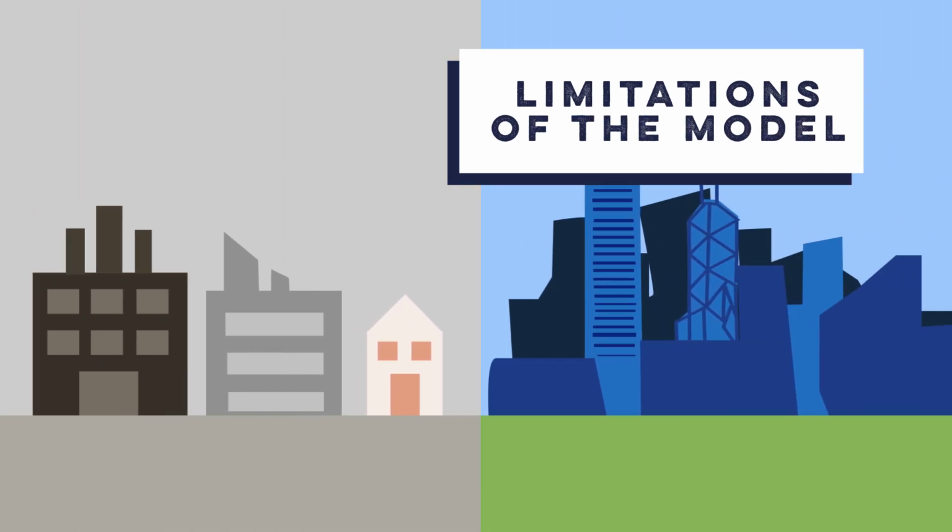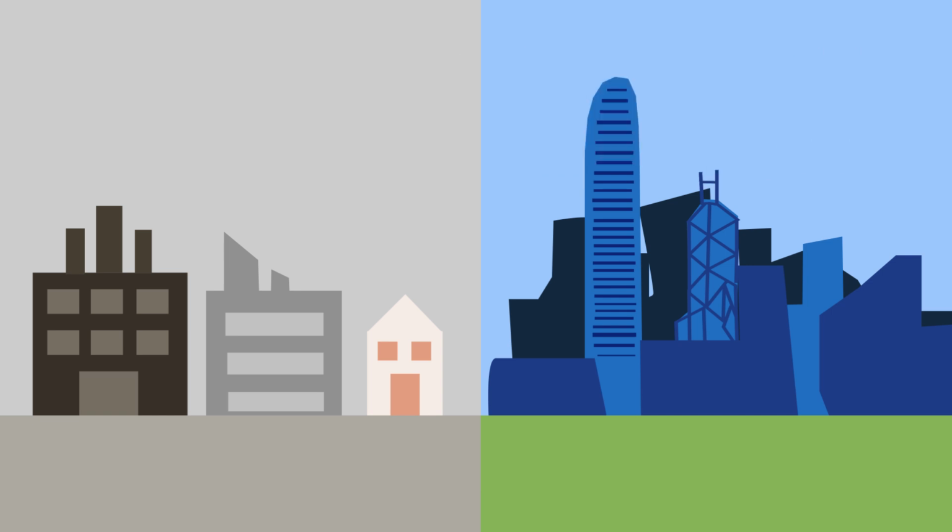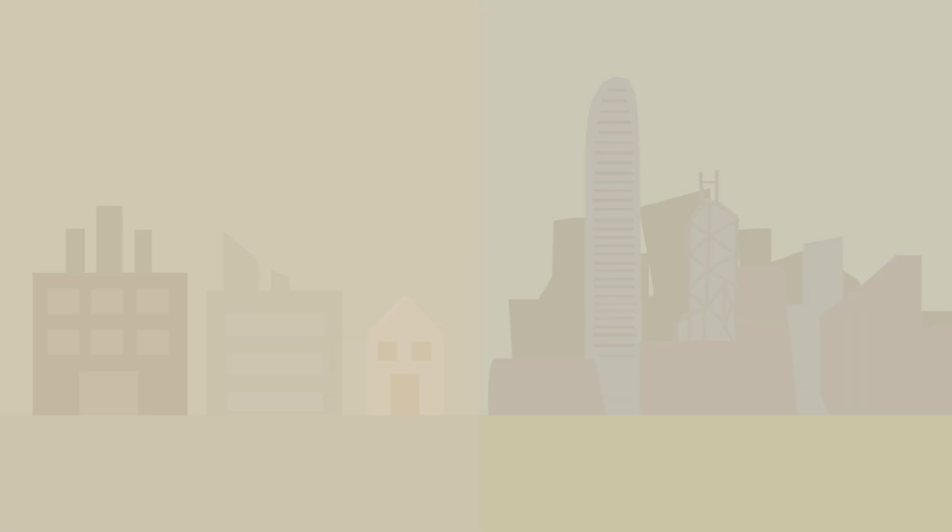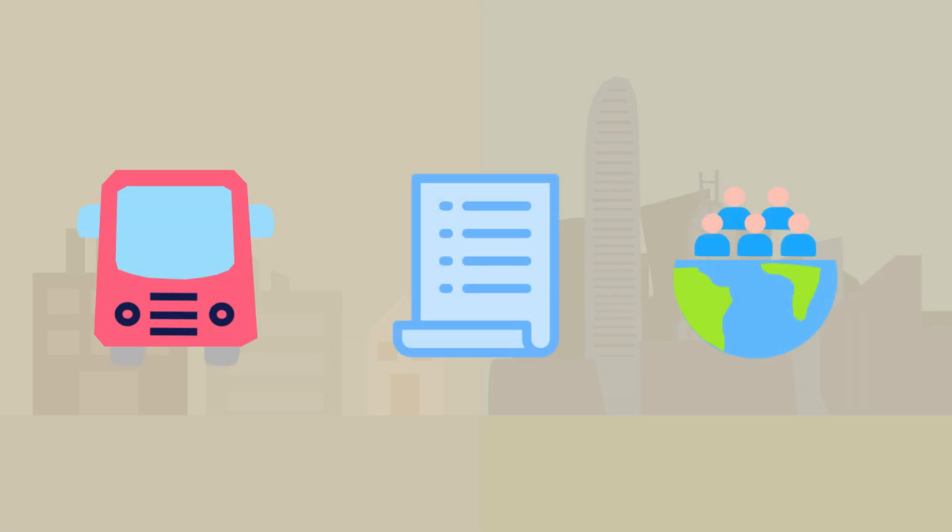Limitations of the model. The model is not perfect, as it is based on older industrial cities like Chicago. Modern cities are often more complex, and factors like transport, planning, and migration can change the city structure. So it is a simplified model, but it is useful to understand for how a city is developed.